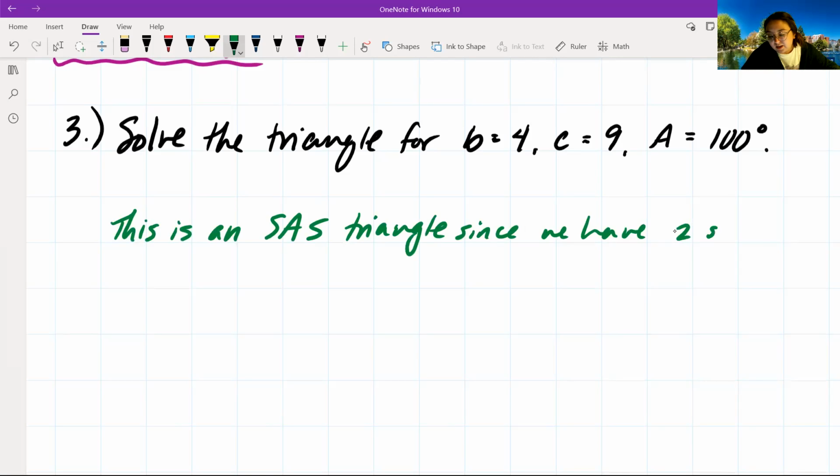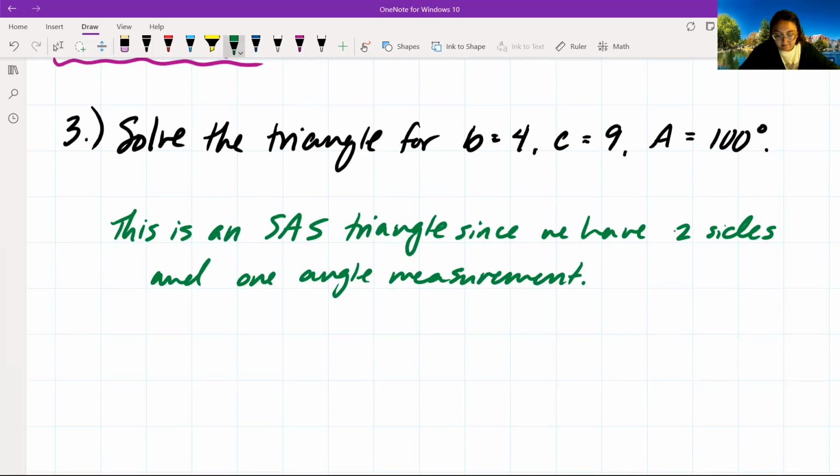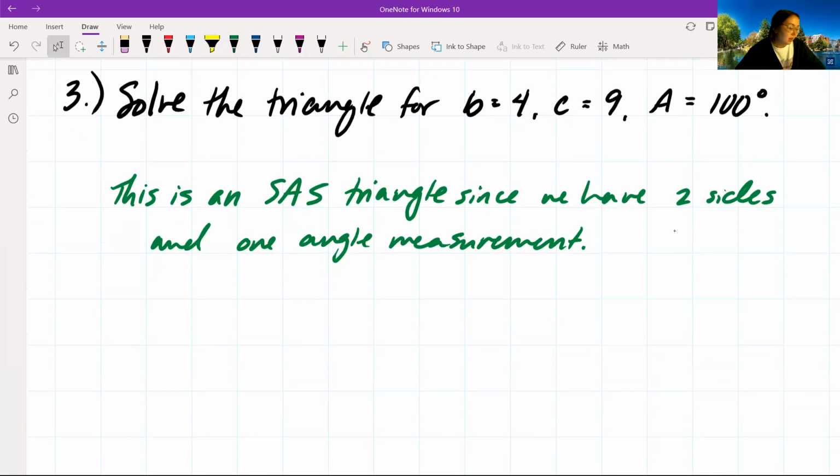Since we have two sides and one angle measurement, we've determined what kind of triangle it is. Now we want to go ahead and use the law of cosines.